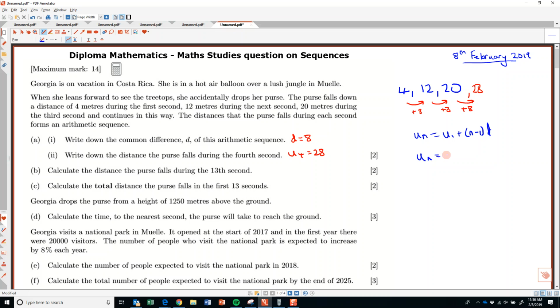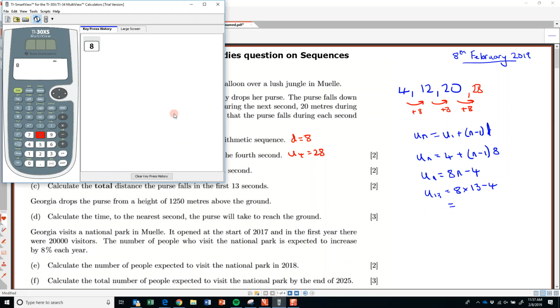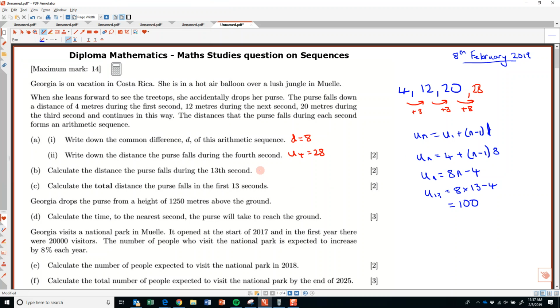Okay, so Un is equal to u1, which is 4, plus (n minus 1) times 8. So Un equals 8n minus 4. Right. So U13 is equal to 8 times 13, subtract 4, which is 104 minus 4, which is 100. Is that correct? 100, yes? Did we all get 100?